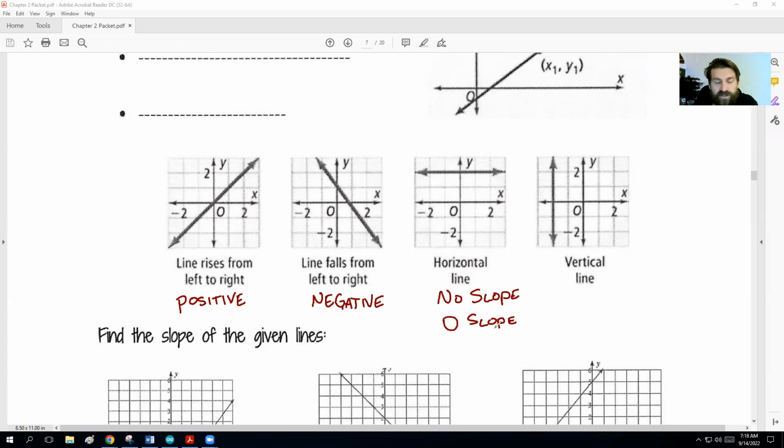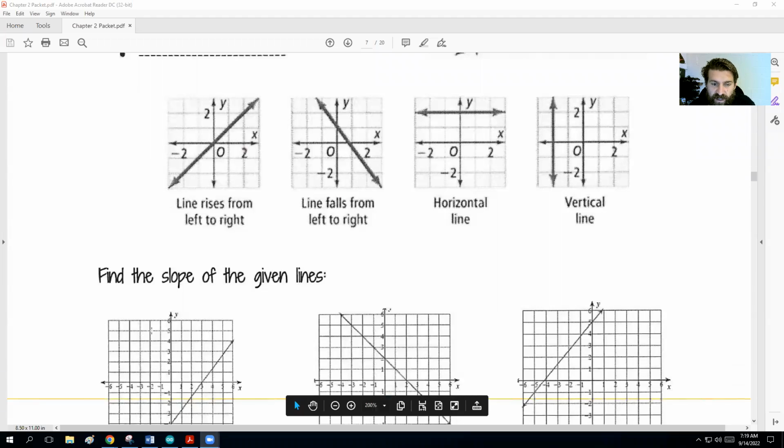Like if you think about it, if you're just walking on a flat surface, there's no slope to that. And then a vertical line is undefined. All right, we can't walk on a wall. We're not Spider-Man. It could be really, really steep, but that's not a wall anymore. We can't walk into it, it's undefined. We just can't do anything with that.